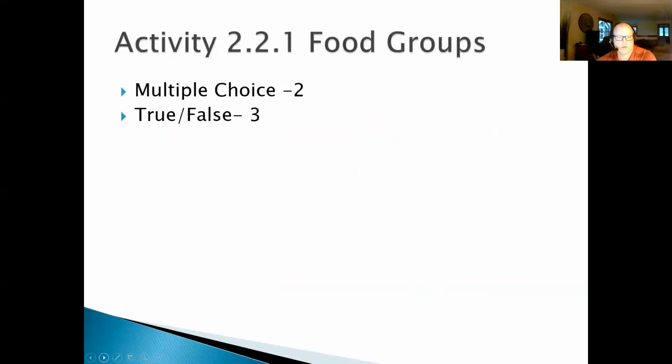For this lesson, you will have activity 2.2.1 food groups. There are 2 multiple choice questions and 3 true-false questions.